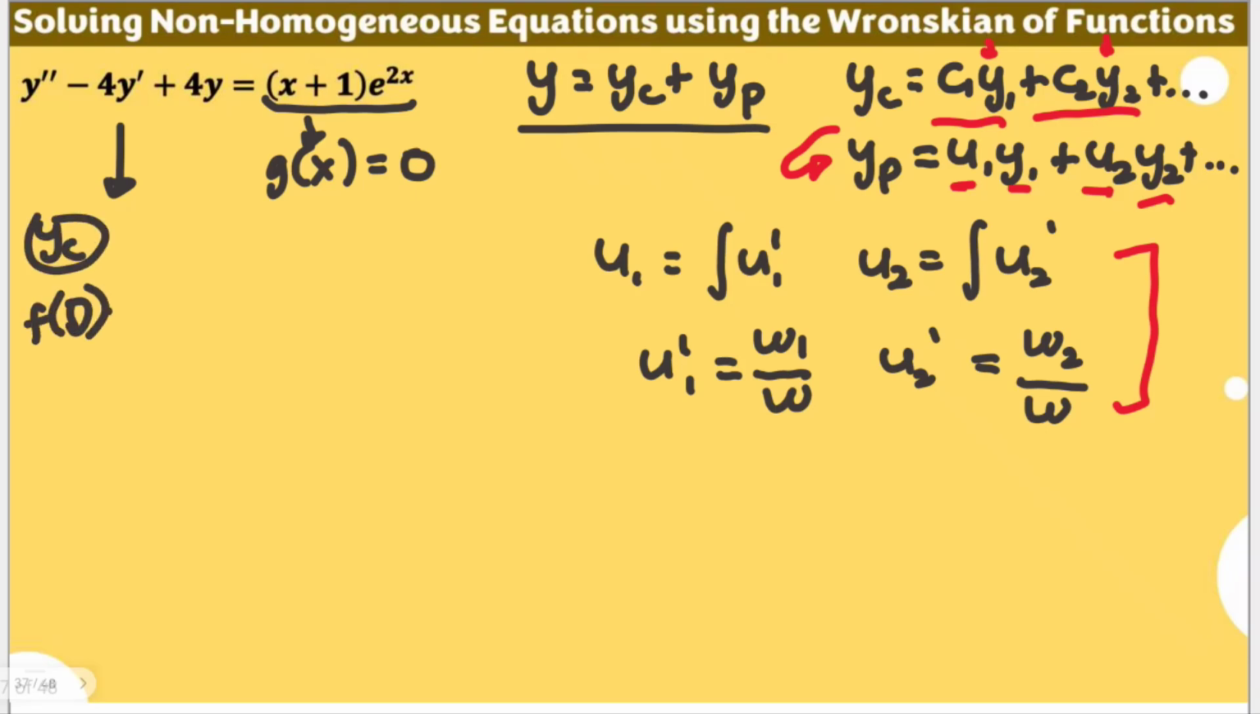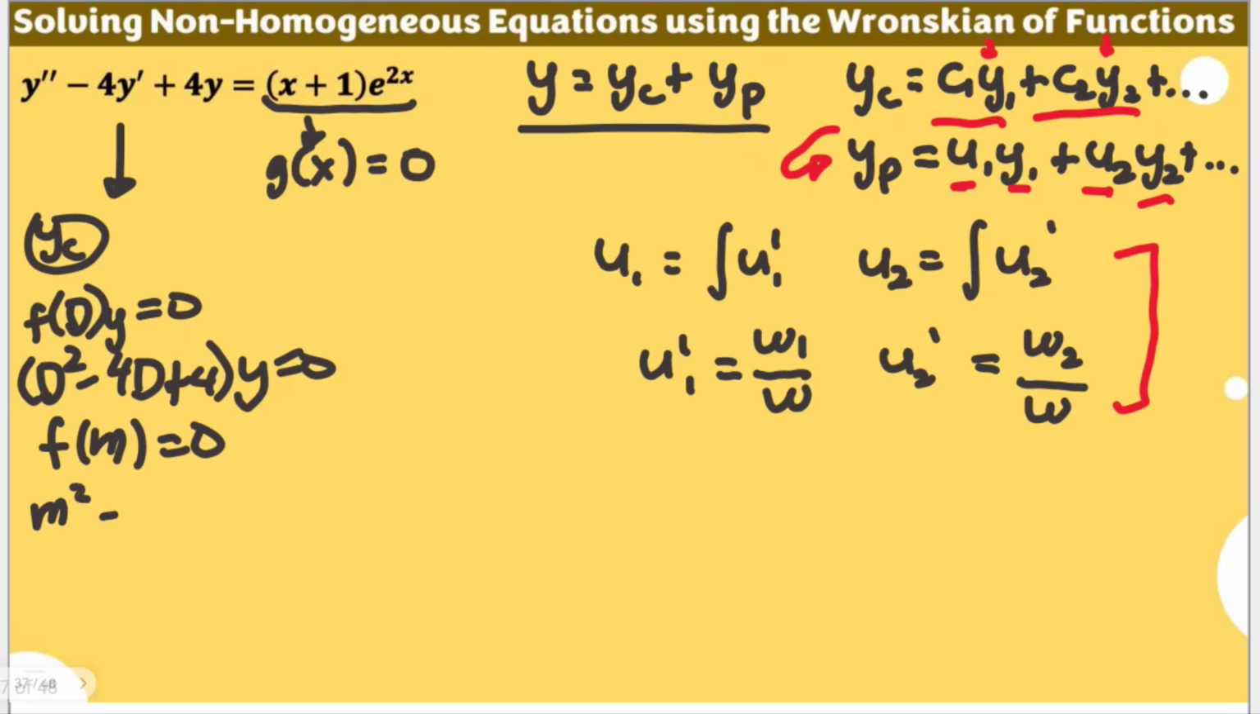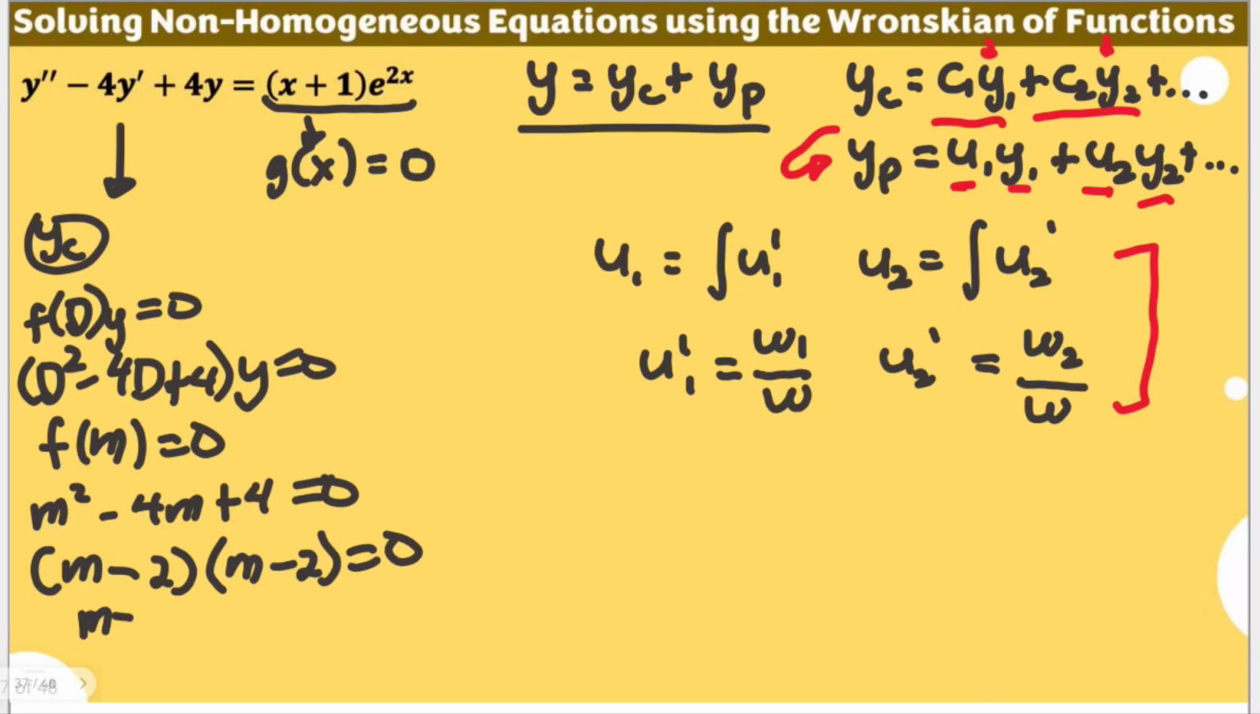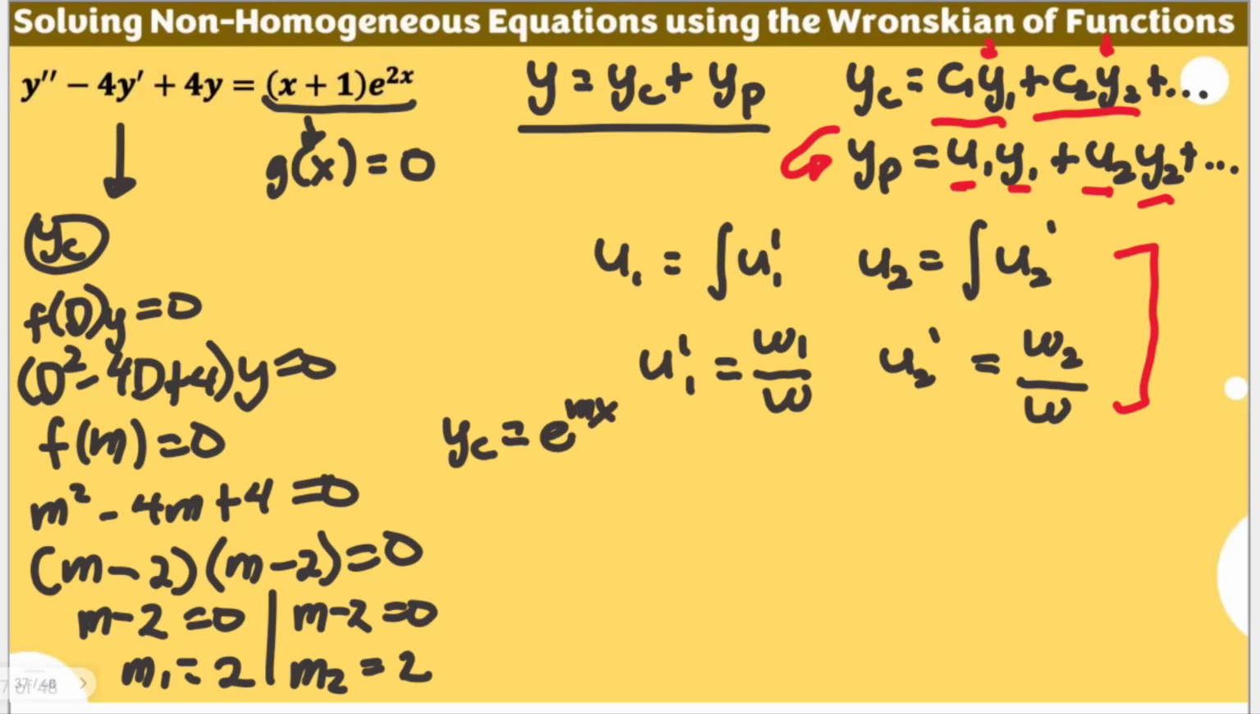Of course, f of D times y equal to 0, we will have here D squared minus 4D plus 4 times y equal to 0. So our auxiliary equation is m squared minus 4m plus 4 equal to 0. Solving for the roots, we can factor this as m minus 2 squared, please review the factoring, and with that, our first root is positive 2, which is also the value of our second root. Hence, we will be using the general solution for y sub c when the roots of the auxiliary equation are repeated and real. So this is our form: e to the power of mx times c sub 1 plus c sub 2 x. We end up on the second term because we only have multiplicity of 2 for our root of 2.